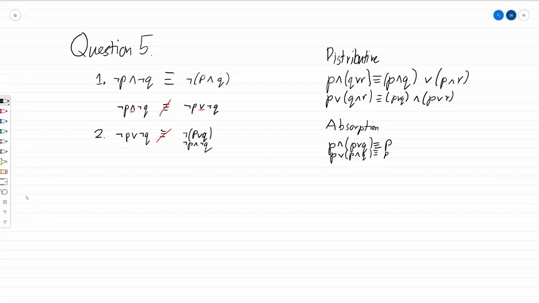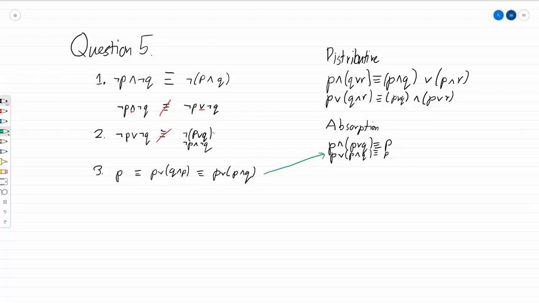Now that's actually what question 3 is getting us to go through and prove. It's asking if P is equivalent to P or Q and P. So Q and P can just be written as P and Q, and it's equivalent to P or P and Q, which is the same thing as this absorption law here.